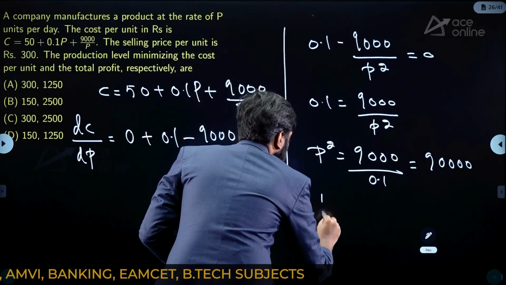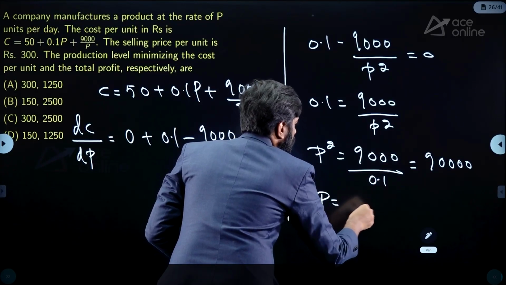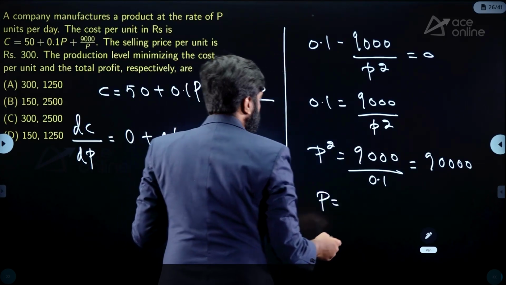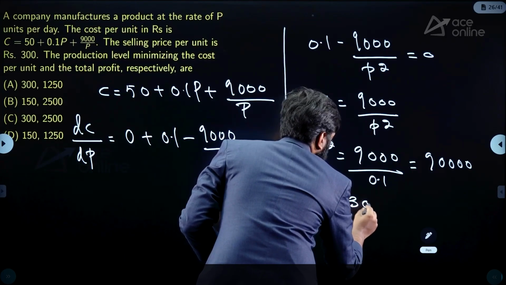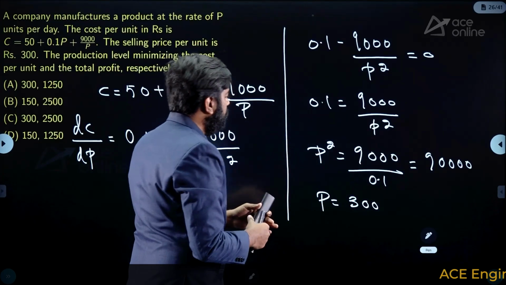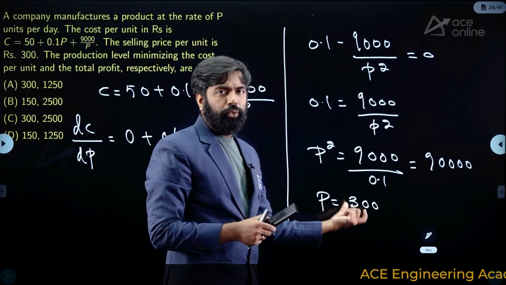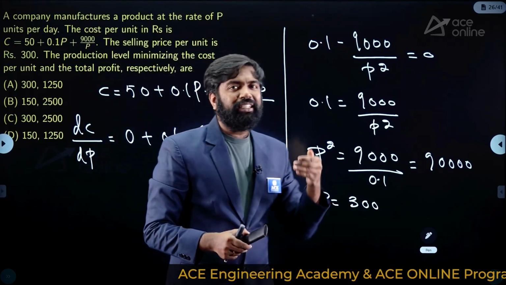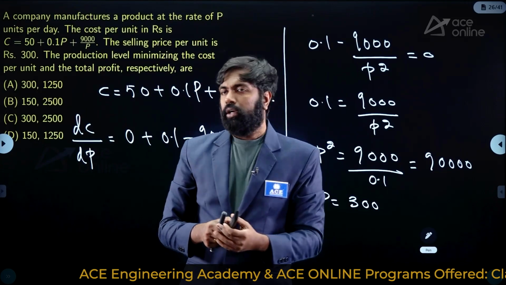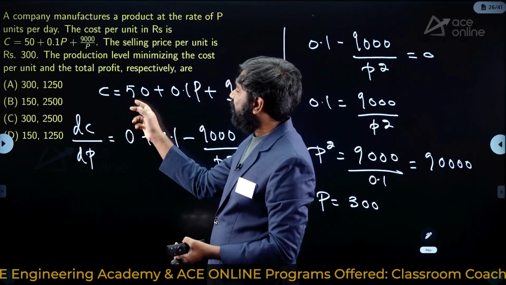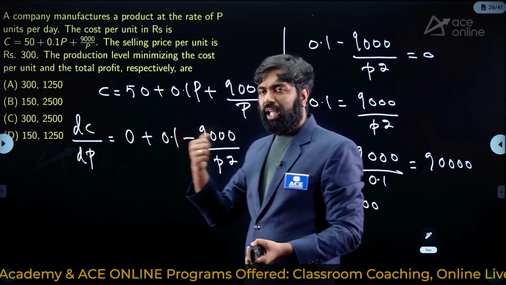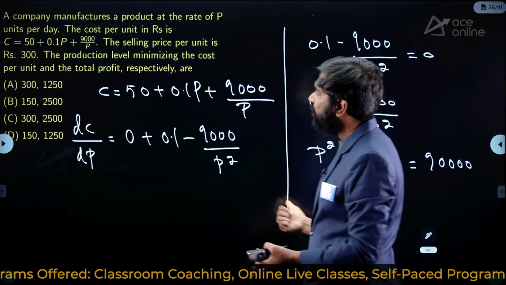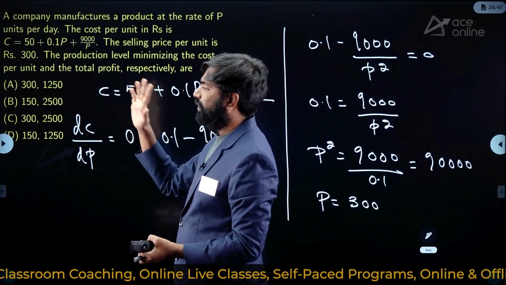So what's the value of P? If you take the square root, you get plus or minus, na? But minus anyway is meaningless here. So the value of P is 300. If you can produce 300 units, then this C, cost per unit, gets minimum. Or for what value of P is the value C minimum? The answer is 300. You have to produce 300 units in a day to minimize this C.